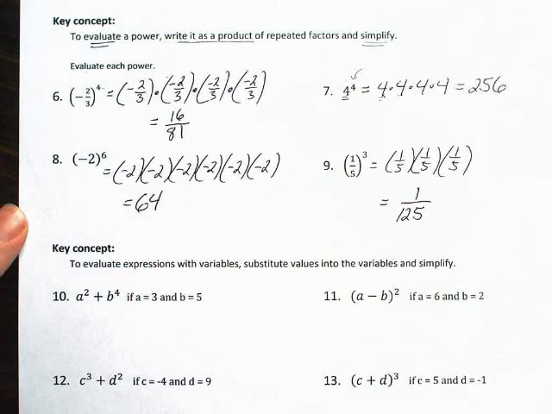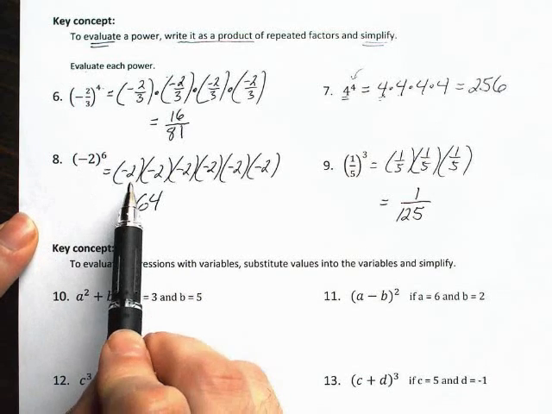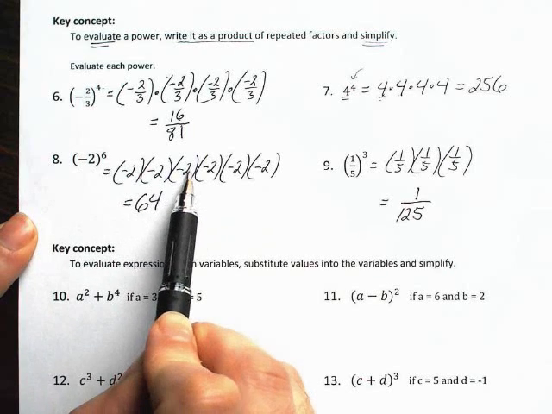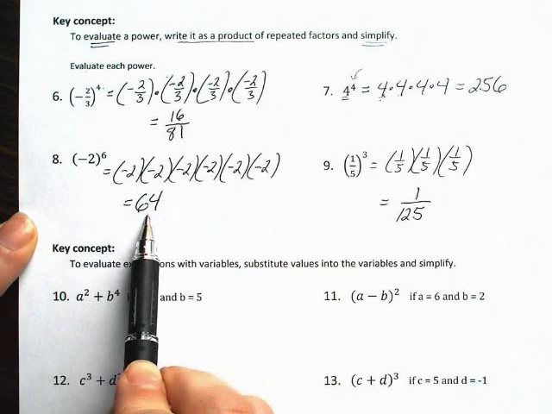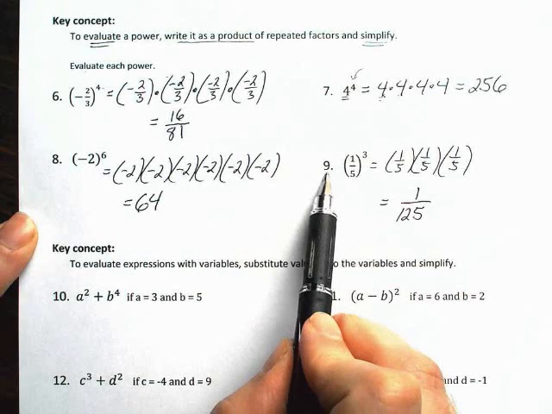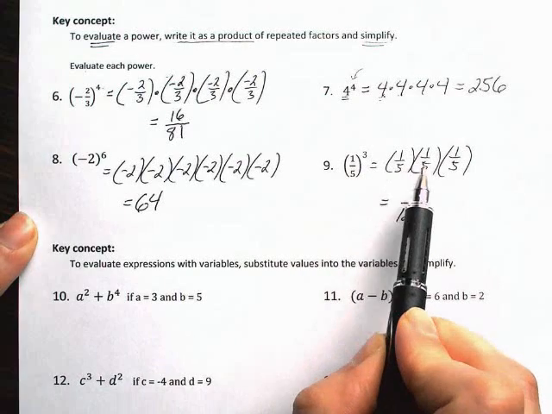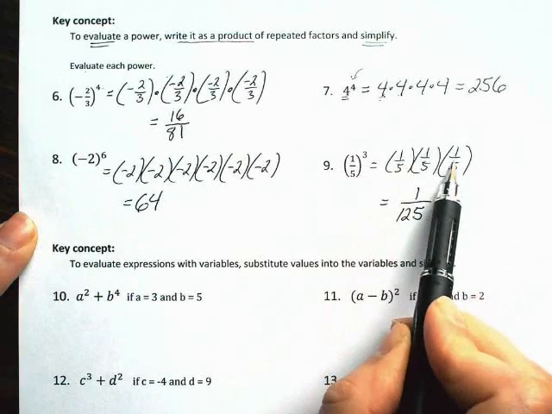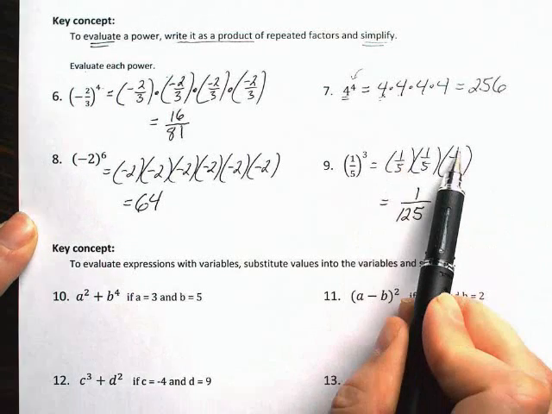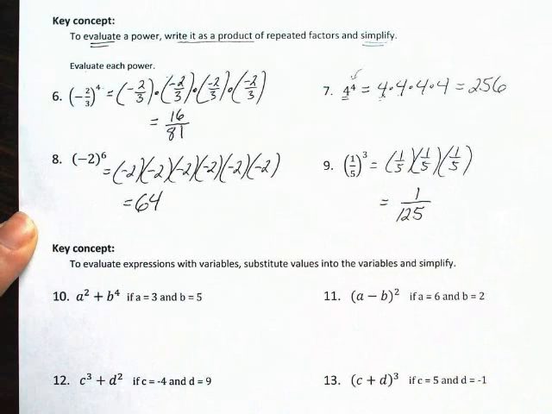So here are the answers to 8 and 9. -2 to the 6th power means 6 -2's all multiplied together, and when actually multiplying, that makes positive 64. For problem 9, 1/5 to the third power means 1/5 times 1/5 times 1/5. And when actually multiplying these together, 1 times 1 times 1 is 1. 5 times 5 times 5 is 125.